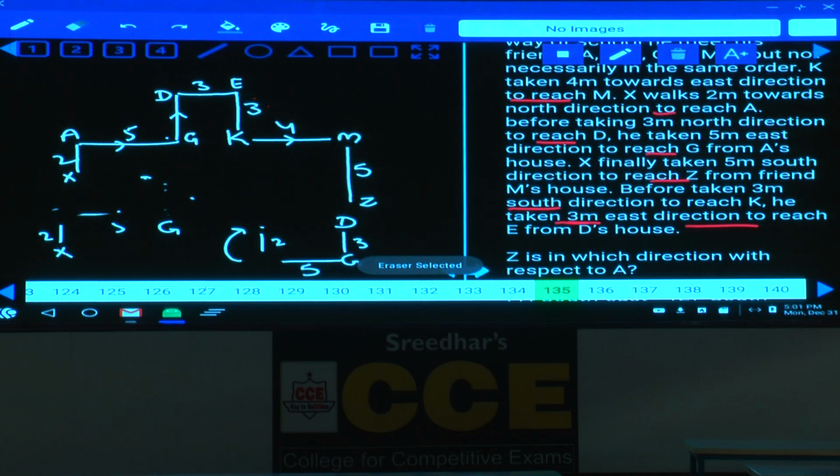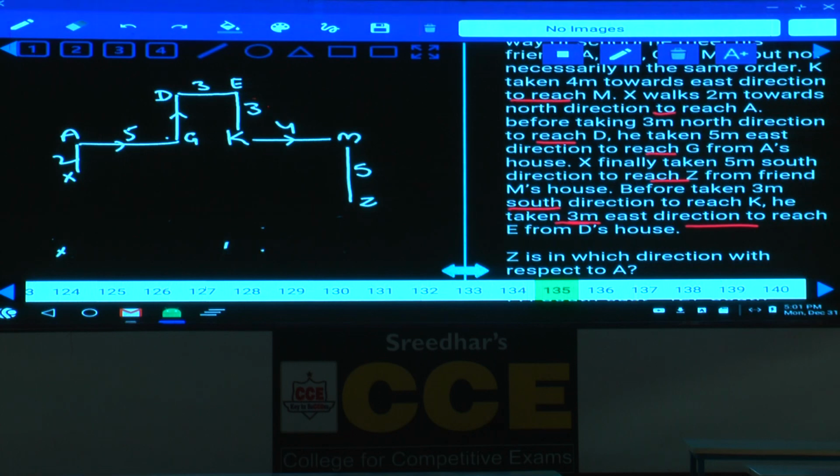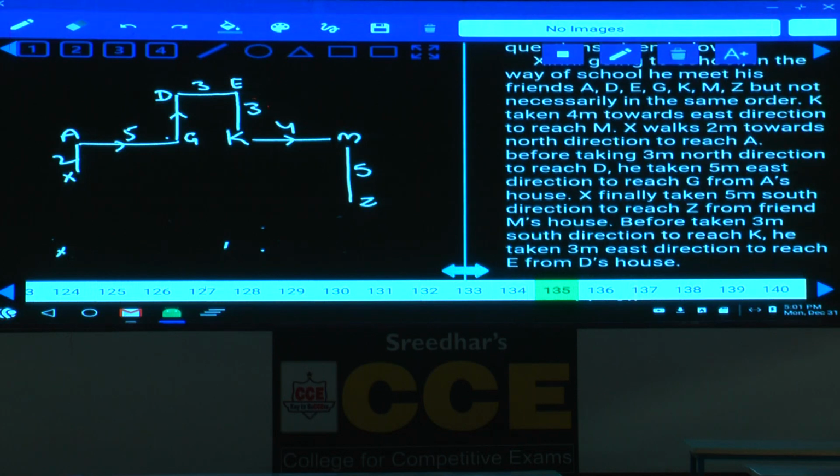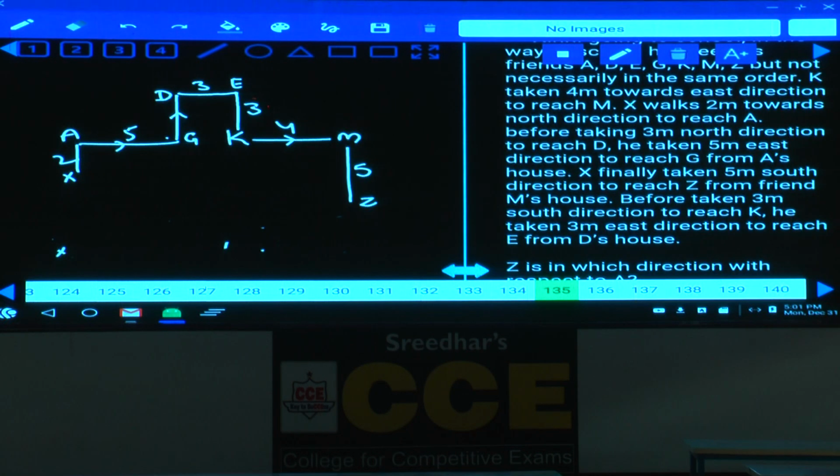Now we have combined these two diagrams. With the help of this diagram, let us go through the information once again, all the conditions. First, tell me what is the information here. Ginny is going to school, and on the way to school she meets her friends A and so on, but not necessarily. K takes 4 meters east direction to reach M, isn't it? Now this information we have dealt with. K 4 meters east to reach M.